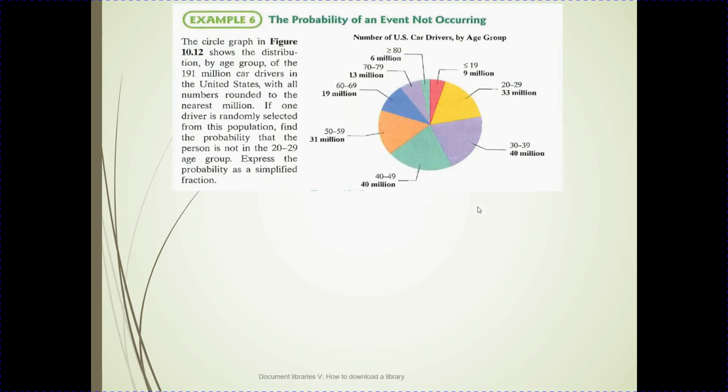The data displays the distribution by age group of 191 million car drivers in the United States, with all numbers rounded to the nearest million. If one driver is randomly selected from this population, find the probability that the person is not in the 20 to 29 age group. So here, the total number of car drivers is about 191 million. So this is the total sample space that we have.